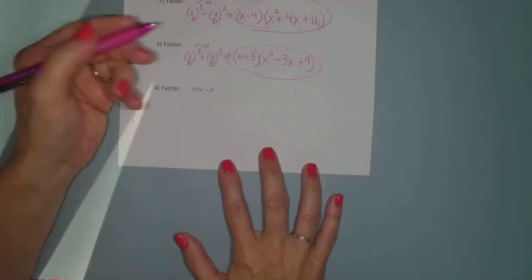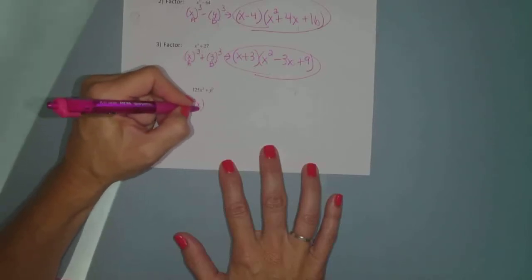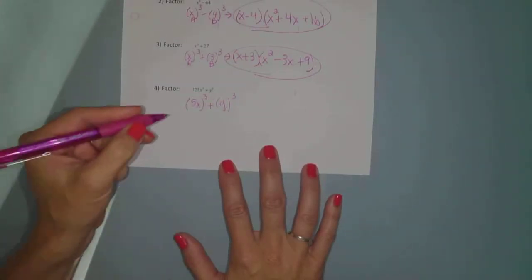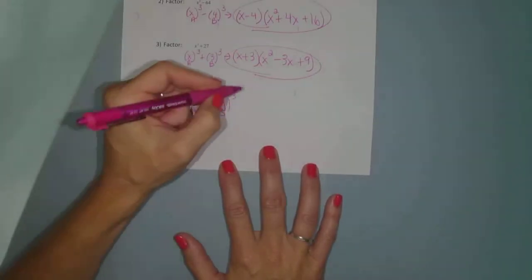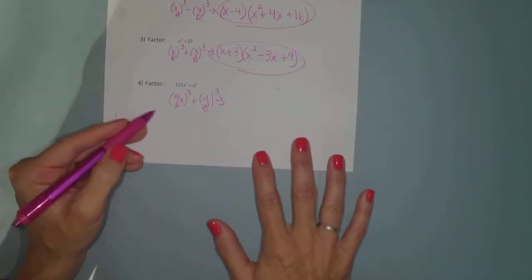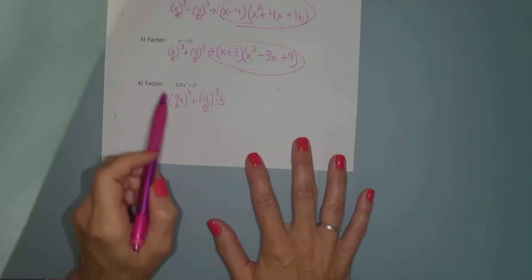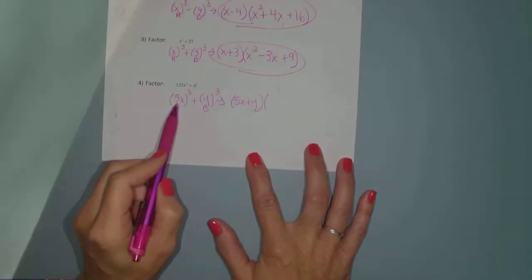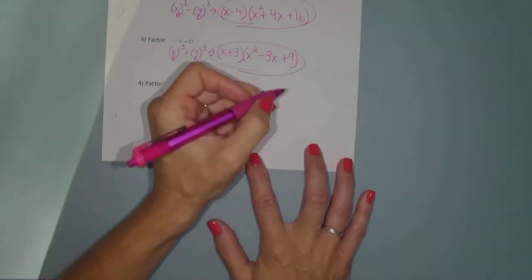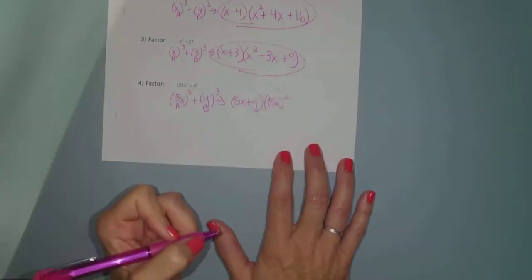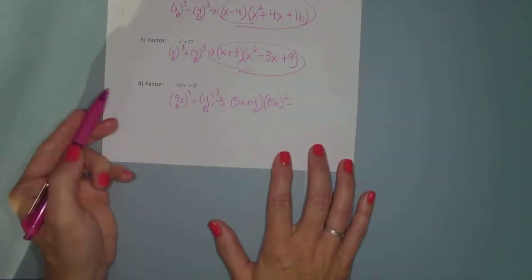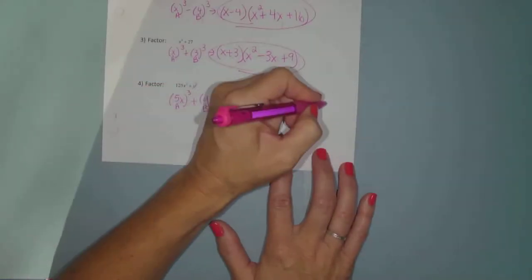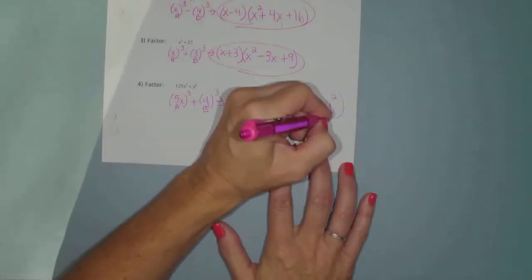125x cubed plus y cubed. Well, I could break that down as 5x quantity to the third plus y to the third. So here's my a and here's my b. So using my formula 2 from above, I have a plus b, so 5x plus y. Now I'm ready to take a squared. Be careful here because a is 5x, so we have to take all of that, 5x squared, minus a times b. 5x times y is just 5xy, plus b squared, which would just be y squared.